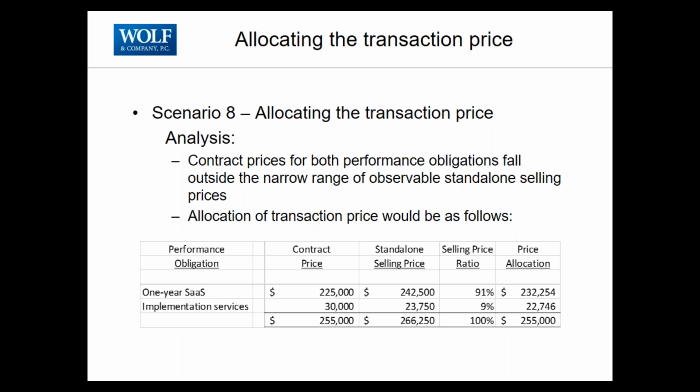Just to note here that both the SaaS and the implementation contract prices do fall outside the previously established narrow ranges. The $225,000 SaaS is below, I think, the bottom end of the range of 230, and the implementation services at 30 in the contract are slightly above the top end of the range, which I think was 25. So in accordance with your policy election, the amounts in the standalone selling price column there are the midpoints in those ranges. And those would be the amounts that you would use to allocate the $255,000 to the two different performance obligations. So you see it ends up being a 91% and 9% allocation, and the total price allocation gets you back to the $255,000.